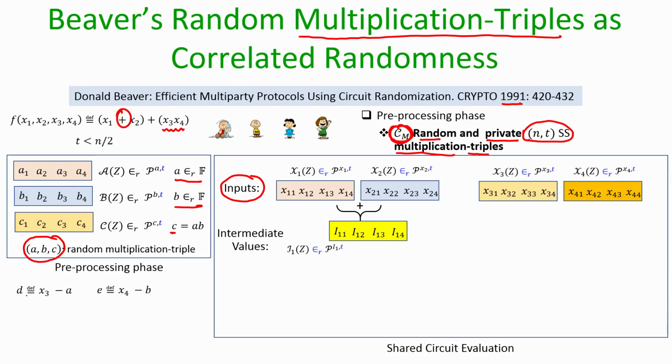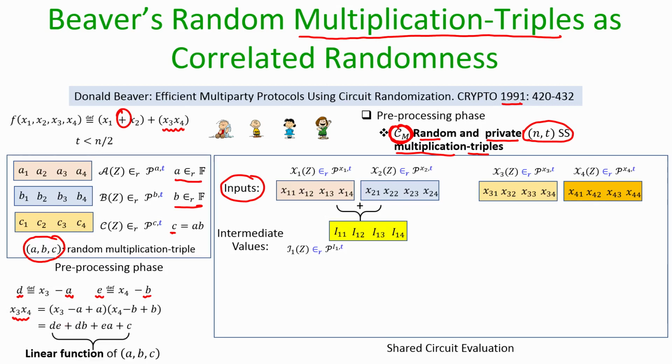Our goal is to compute a secret sharing of x3 times x4. Let D and E be the one-time pad encryption of x3 and x4, with A and B serving as the pads. Right now, no one knows the value of D and E. Our goal is to compute x3 times x4. So, x3 times x4 can be rewritten like this, and if I expand further, I can write x3 times x4 as this expression. If you look closely here, my x3 times x4 turns out to be a linear function of A, B, and C.